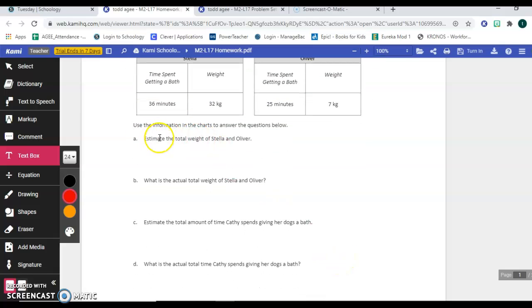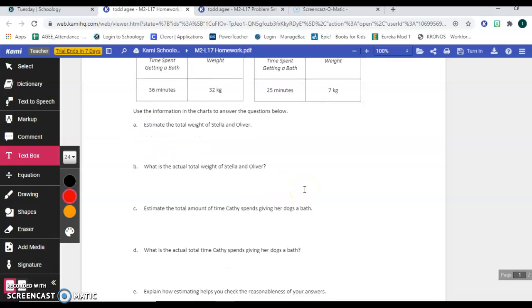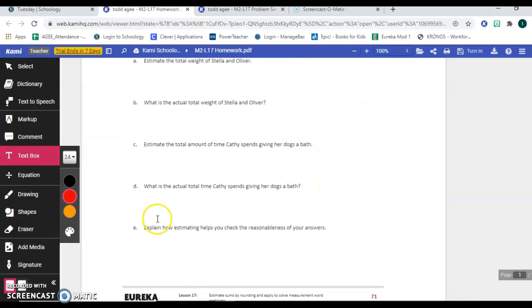And so in the first 2 examples, A and B, they're asking you to round and add the weights and then find the exact weights, 32 and 7. And then for C and D, they're asking you to round the times, 36 and 25, and then find the actual sum of the times. And then explain how estimating helps you check the reasonableness of your answer. So if you estimate, the idea is when you round, especially if you're rounding to the nearest 10, you should be getting close to the actual answer.